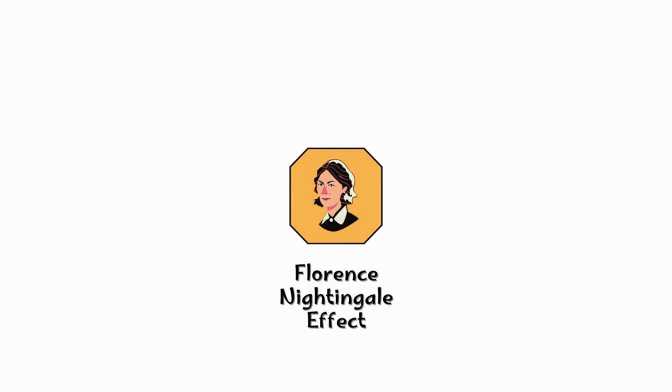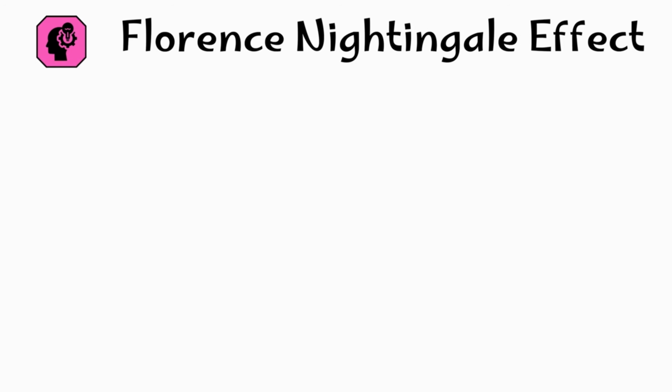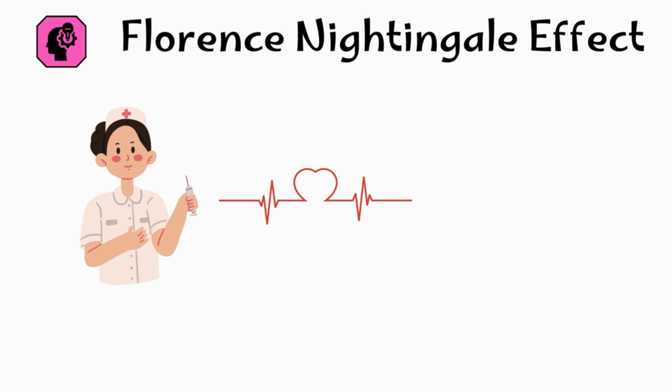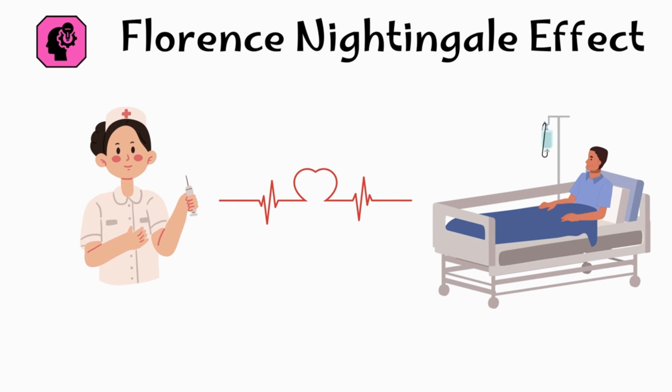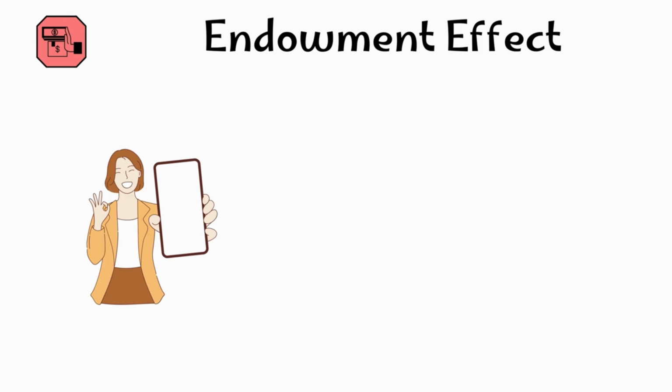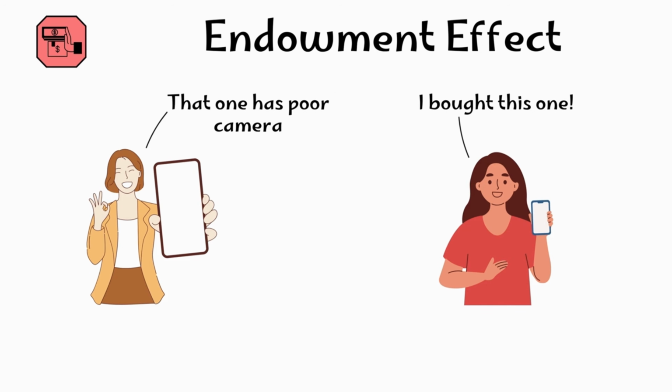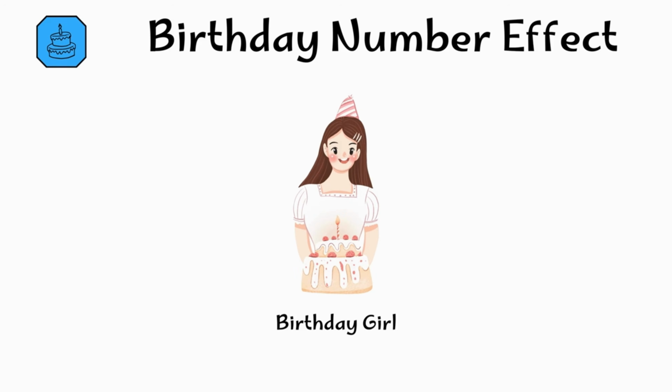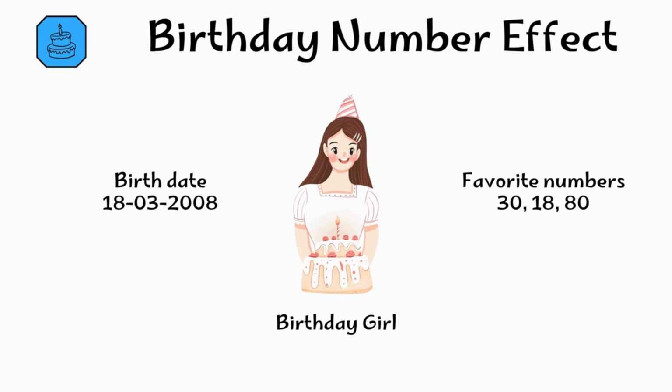Florence Nightingale effect. This describes a situation where a caregiver develops romantic feelings for their patient, even with minimal interaction beyond caregiving. Endowment effect. People tend to place a higher value on things they own than they would if they didn't own them. Birthday number effect. People unconsciously favor the numbers in their birth date over other numbers. This effect tends to be more noticeable with numbers greater than 12.